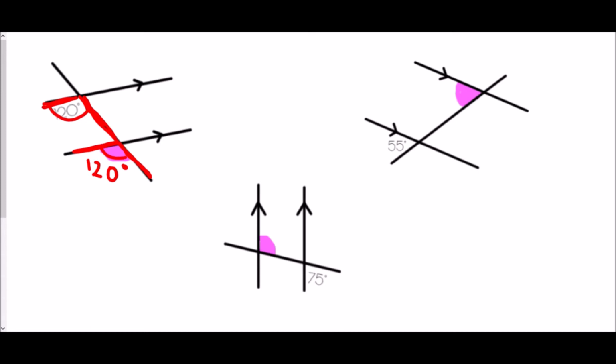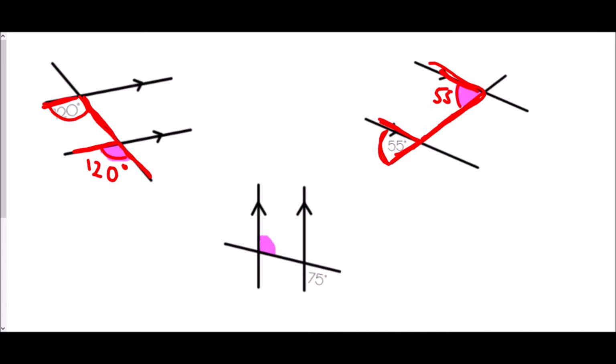In the next one, the angle that we know is 55 degrees. The angle we want to know is this pink one. If I join them together, once again, I have that reverse F, and therefore this angle and this angle must be equal, and so that is also 55 degrees.